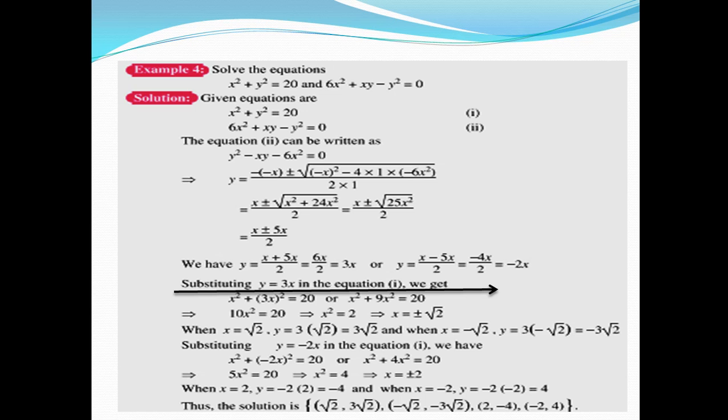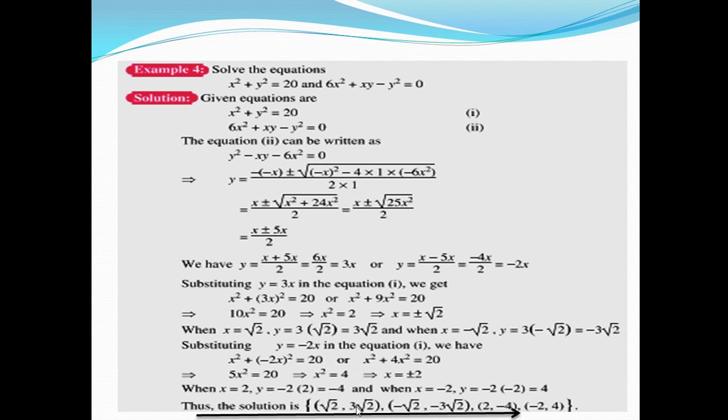y is equal to 3x. Input it in either equation 1 or 2, then you get the values: 3x square is equal to 18, x square is equal to 2, so x is equal to plus minus under root 2. Then put the values in the equations: x is under root 2 and y is equal to 3 under root 2, and we also get the value minus 3 under root 2. After the simplification, they are our solutions.